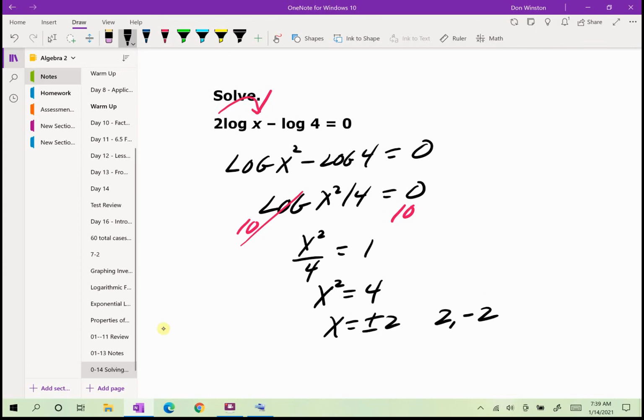Check your solution. I go back to where I started. I see I have log of x. The domain of a log function has to be greater than 0, so I can't have negative 2. All right, so solving log equations is not too difficult. You just have to remember all of your properties of logarithms.